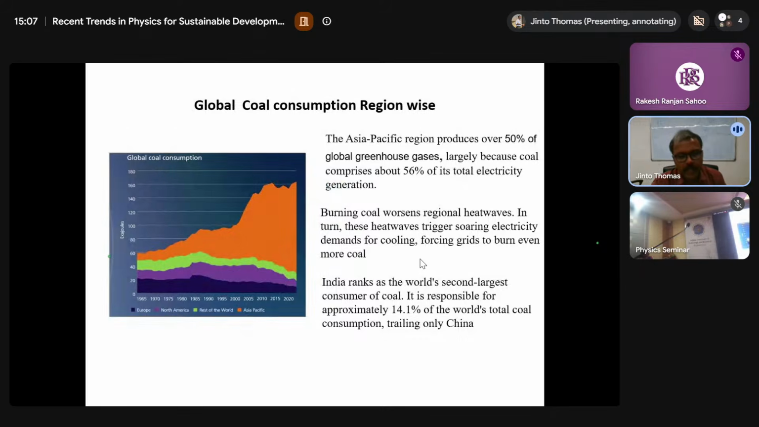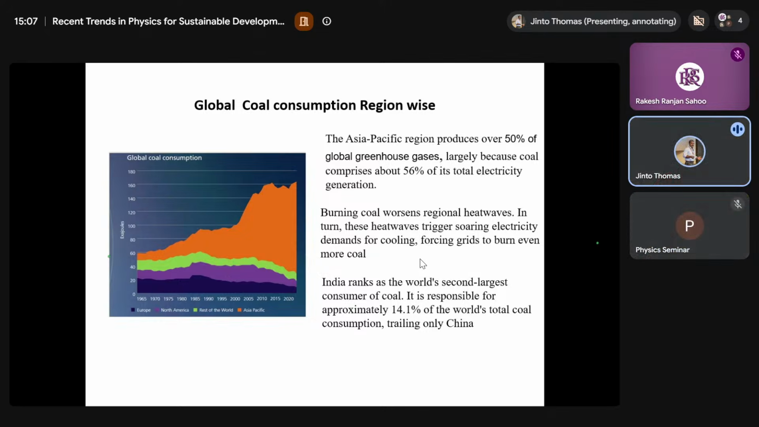As an introduction, we'll talk about fusion, to introduce the listeners to why we need this expensive research. So we need some background on that. On the screen, you can see a graph of global coal consumption region-wise, where the orange color is the consumption of Asia Pacific, which keeps on increasing. Whereas for the rest of the world, you can see that coal consumption is decreasing significantly. The Asia Pacific region produces more than half of the global greenhouse gases because coal comprises almost half of its total electricity generation.